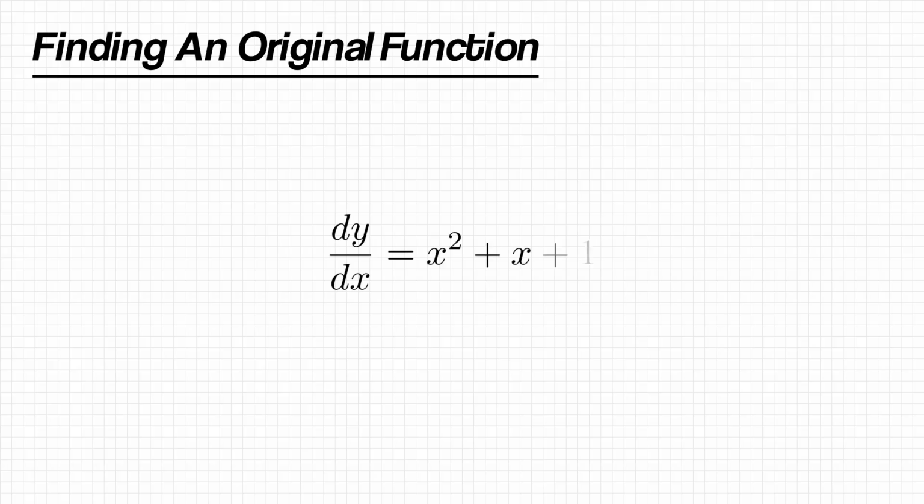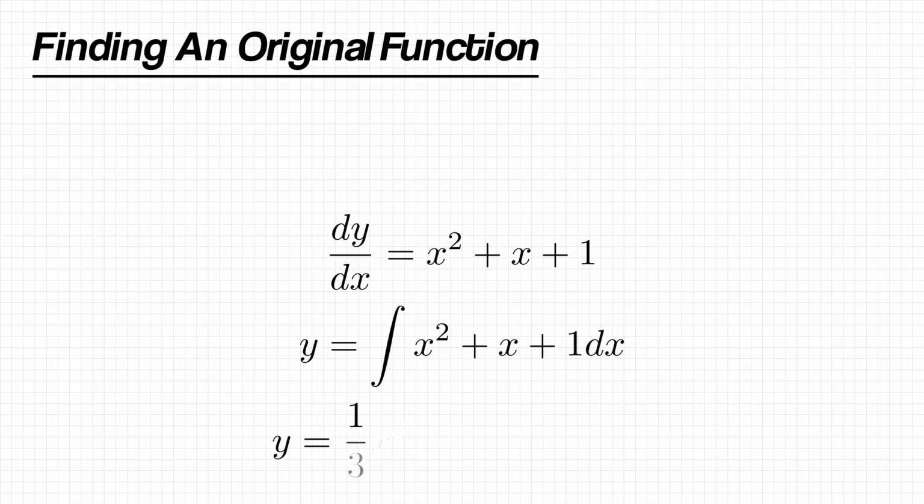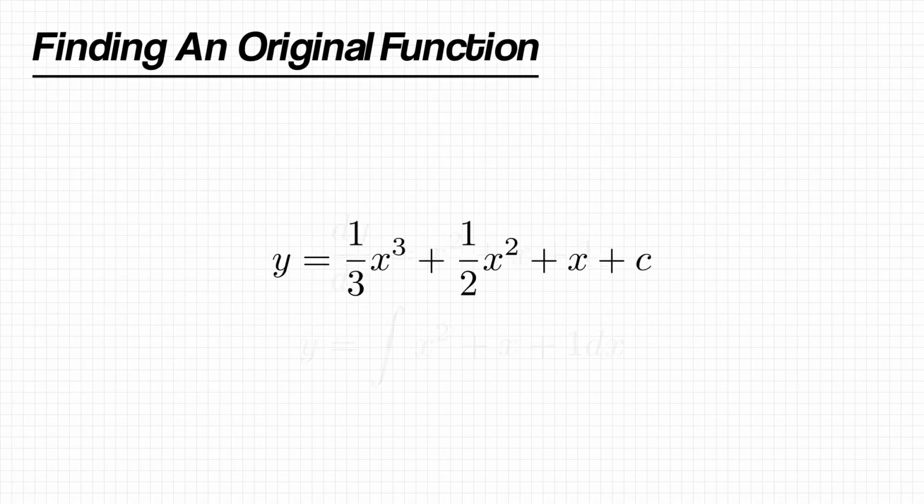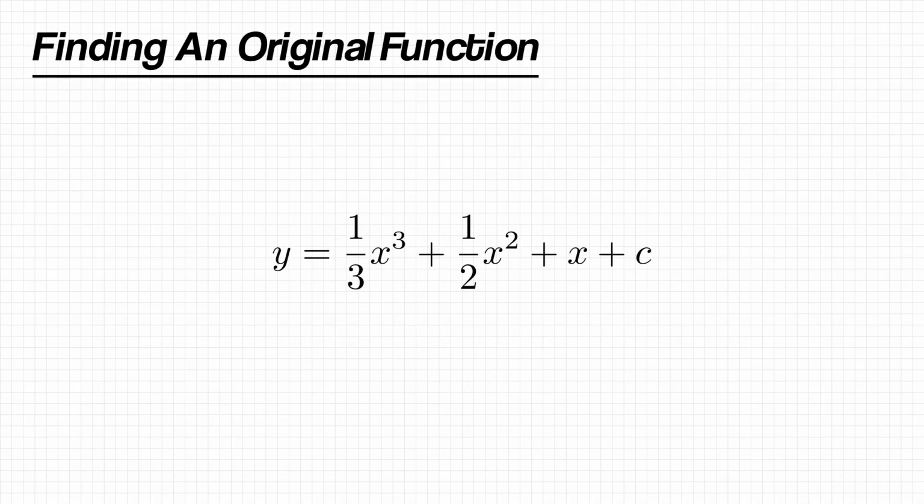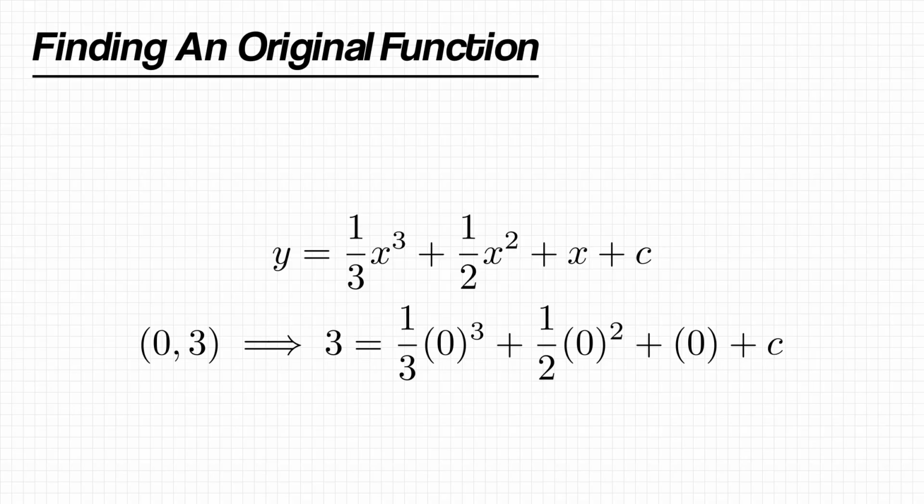So suppose we are given a derivative. To find the original function, we can first integrate the derivative. To find the constant of integration, we need to know a point that lies on the original function. Suppose we know that the point (0, 3) lies on our function, we can then substitute that point in to solve for c.